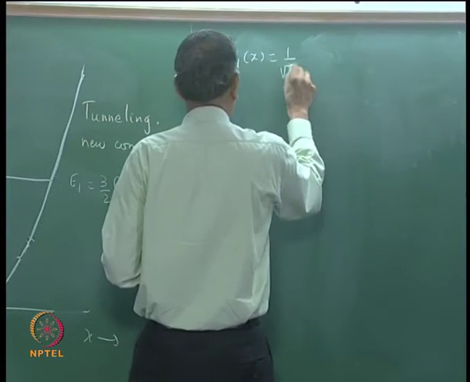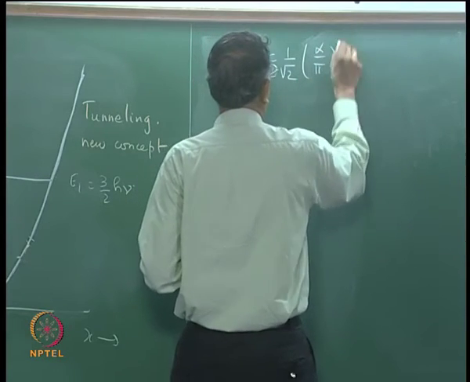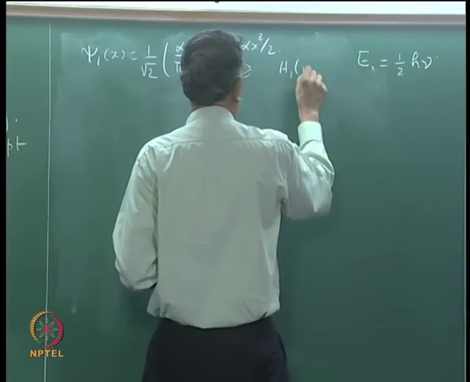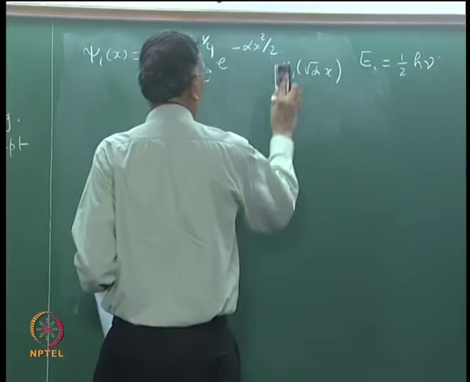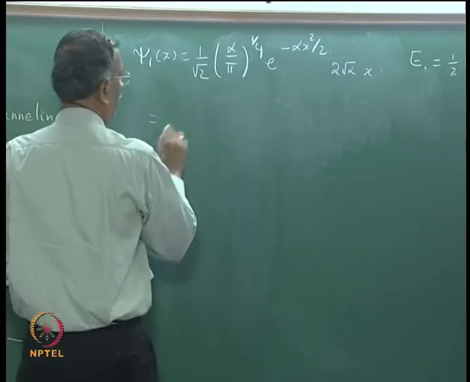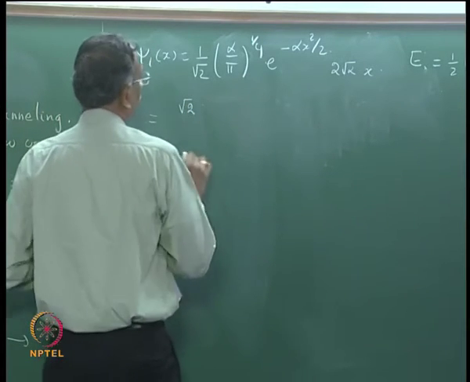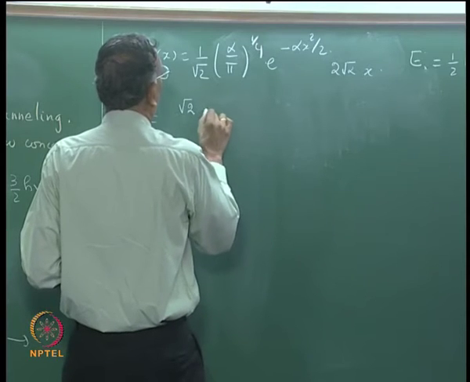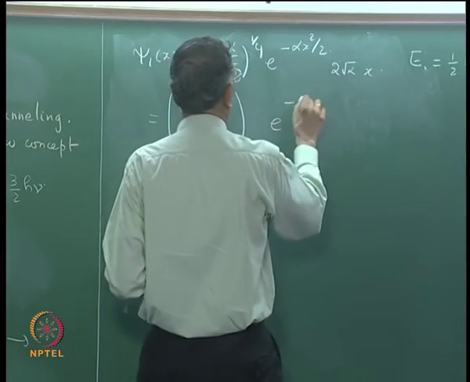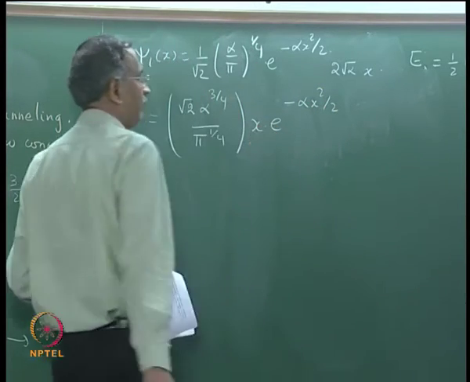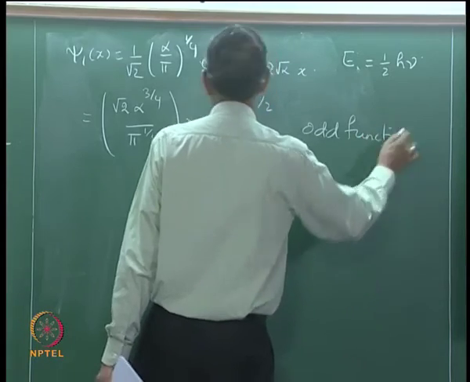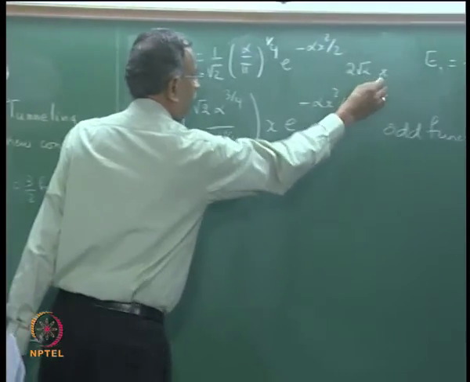Psi 1 of x is 1/√2 (alpha by pi)^(1/4) e^(-alpha x^2/2) and H 1 of root alpha x, which of course is 2 root alpha x. Or lumping the constants together, root 2 alpha^(3/4) over pi^(1/4), all of that, e^(-alpha x^2/2) times x. Okay. This is an odd function. It is psi 1, n is 1, the Hermite polynomial is an odd polynomial.